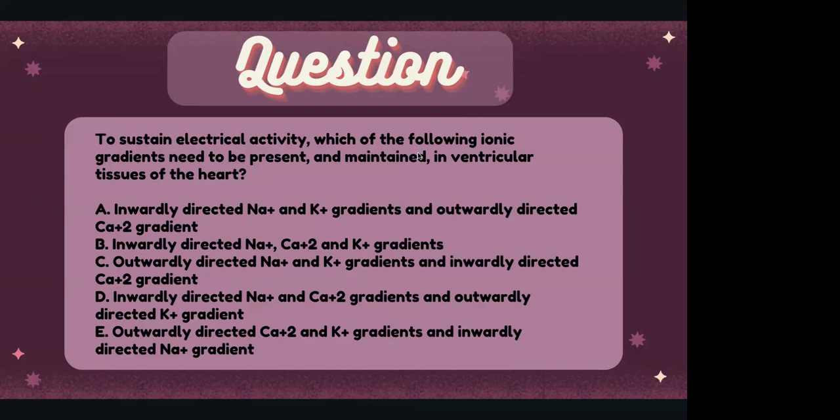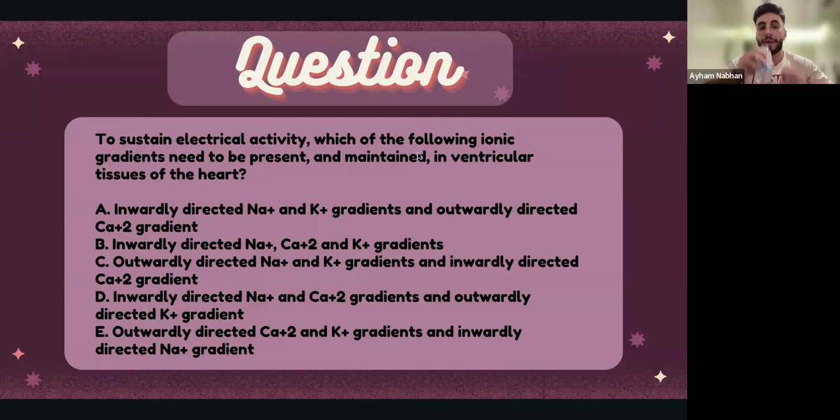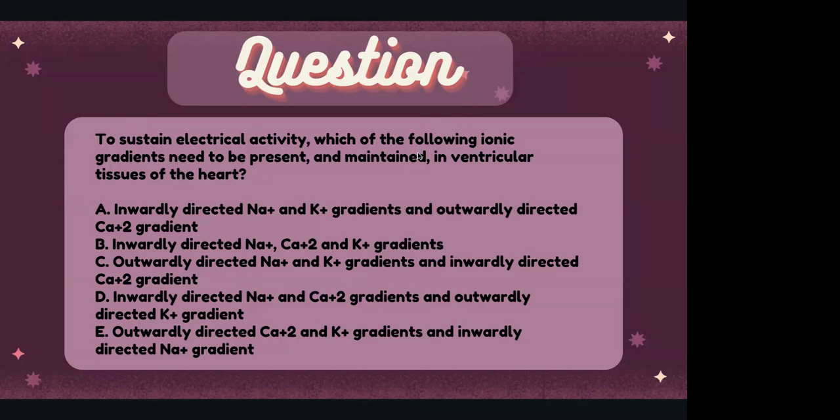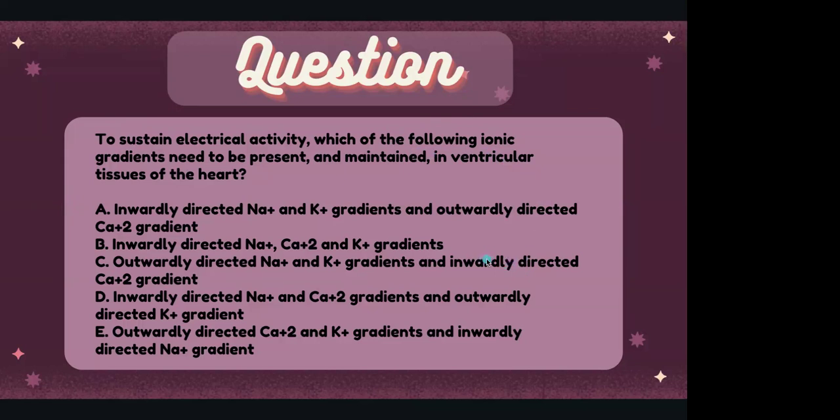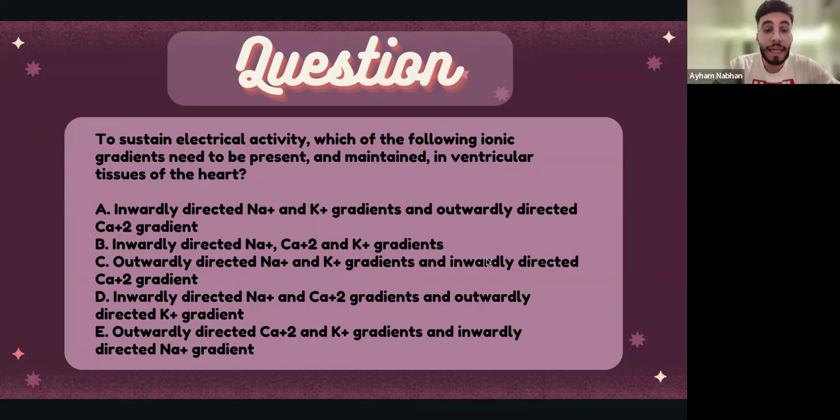Read the question first, please. Okay. To sustain electrical activity, which of the following ionic gradients need to be present and maintained in ventricular tissues of the heart? Do I read the options or should I just choose? You can just choose. I'm not sure. Maybe it's C. C. Can you explain why?